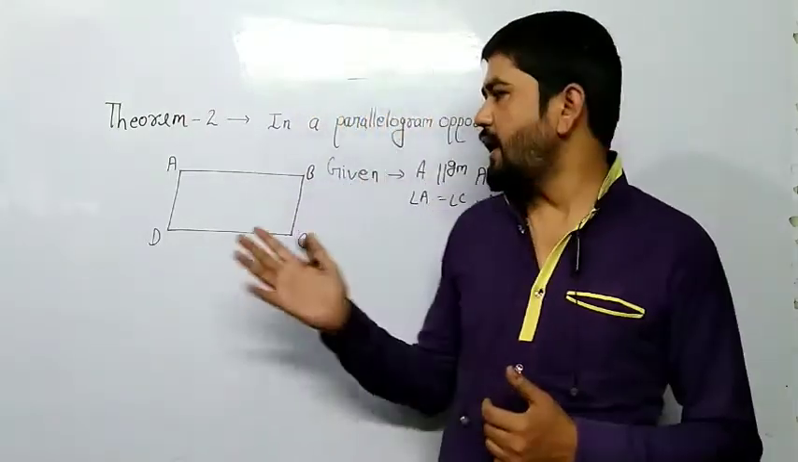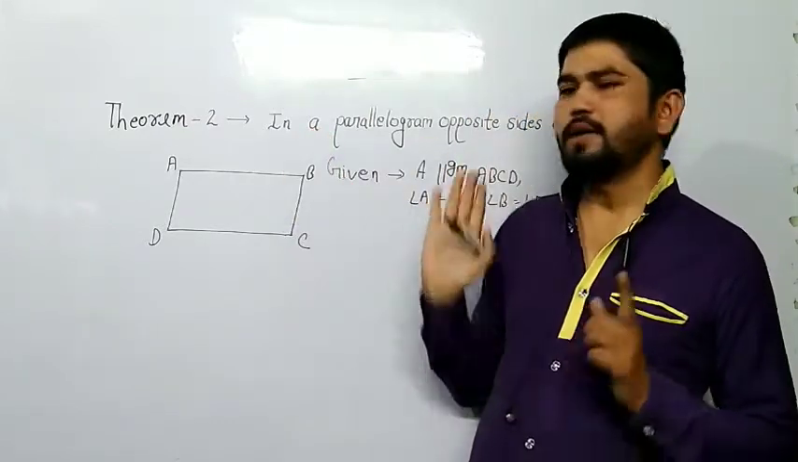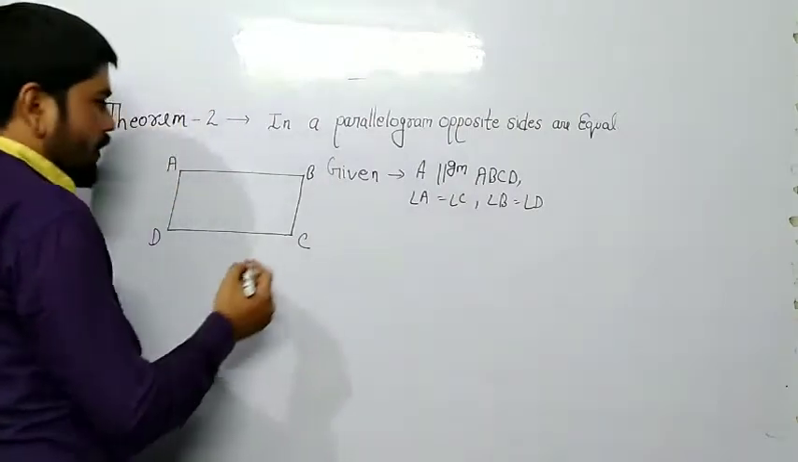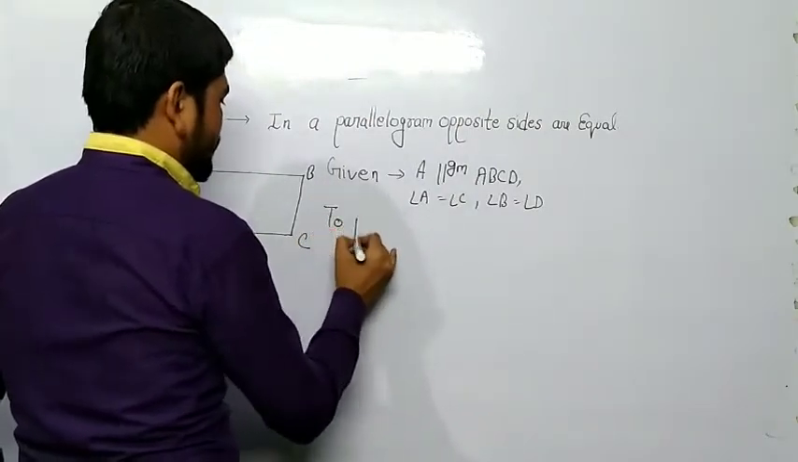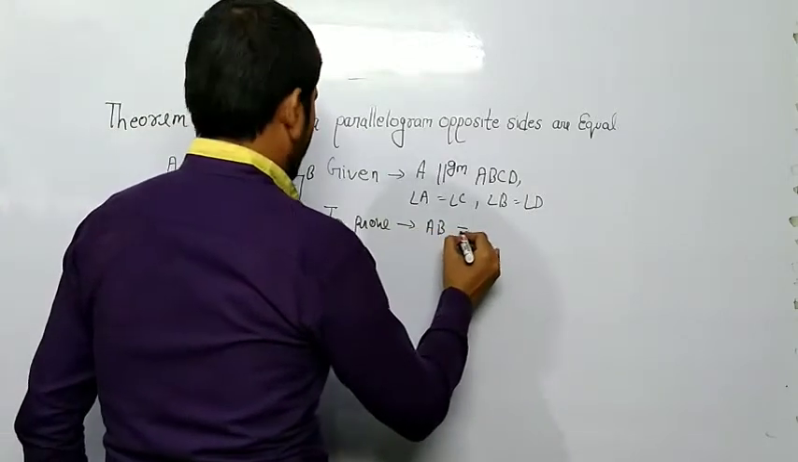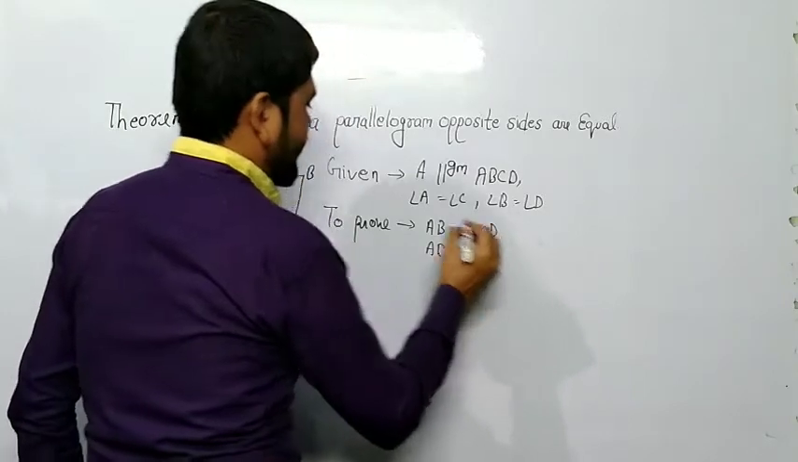Why? Because the question is asking this to us. This is theorem 2: in a parallelogram, opposite sides are equal. So we need to prove here AB is equal to CD and AD is equal to BC. This thing we need to prove.